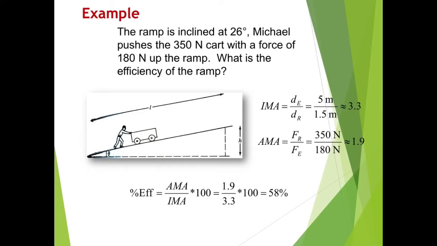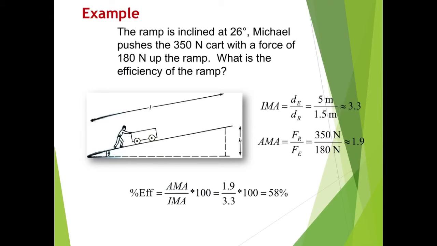So my IMA is 3.3, my AMA is 1.9. Now remember, IMA is the ideal mechanical advantage, assuming that there is no friction, right? No outside forces. So we are expecting AMA to be lower. Right? So now how efficient is this system? So percent efficiency is going to be AMA, which is approximately 1.9, divided by IMA, which was approximately 3.3. I multiply that by 100, and I'm going to get 58%. So the efficiency of this ramp is 58%.